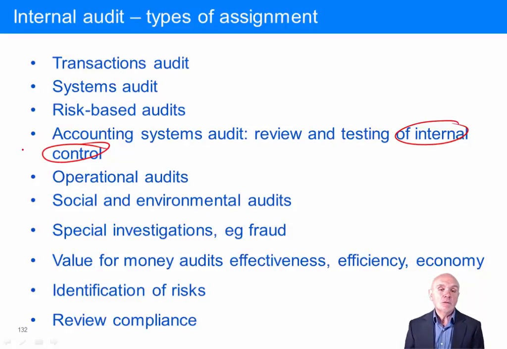Social and environmental audits. Social, they could be asked to look at the ethnic background and the male-female ratio of staff to make sure that we are following the proper non-discrimination, diversity program that the company wants us to follow.